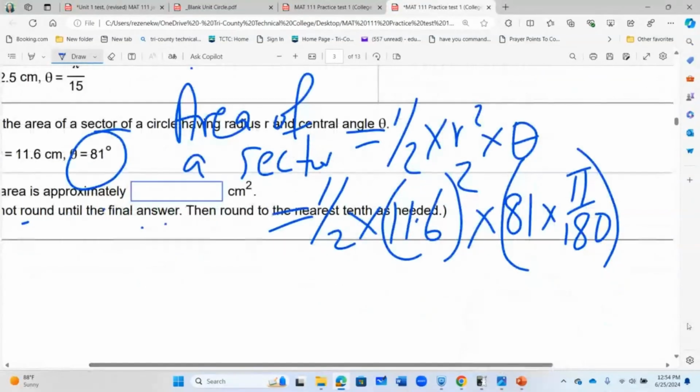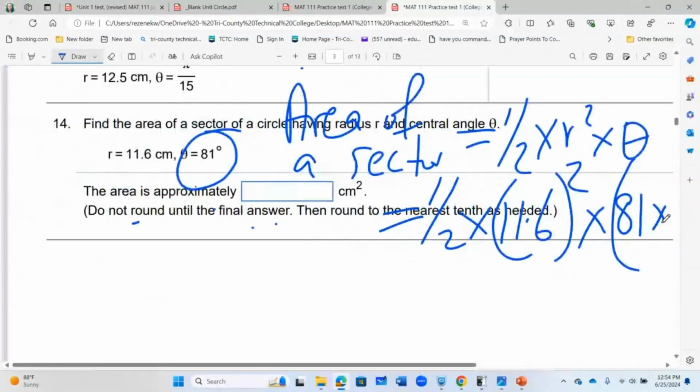All right, I just want to make sure you remember that if you are given an angle in degrees, when you are told to find the area of a sector, you change it to radians. If you work with degrees, your answer will be wrong. I hope that is understood. Change your degrees to radians, then work on it.